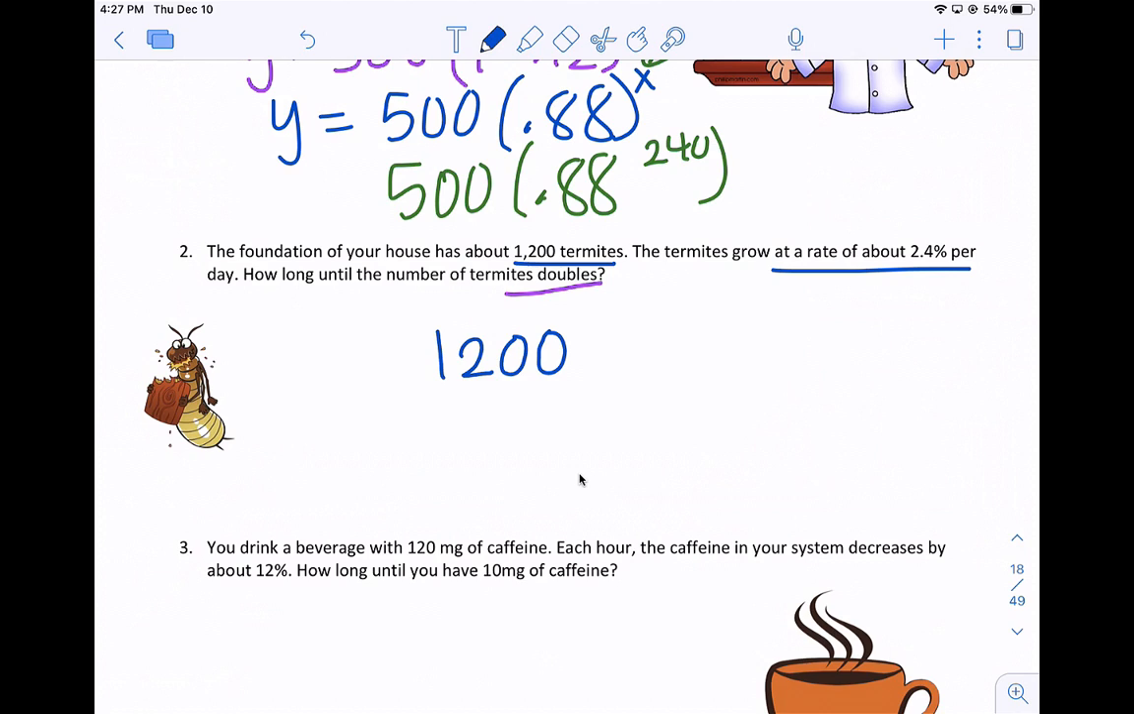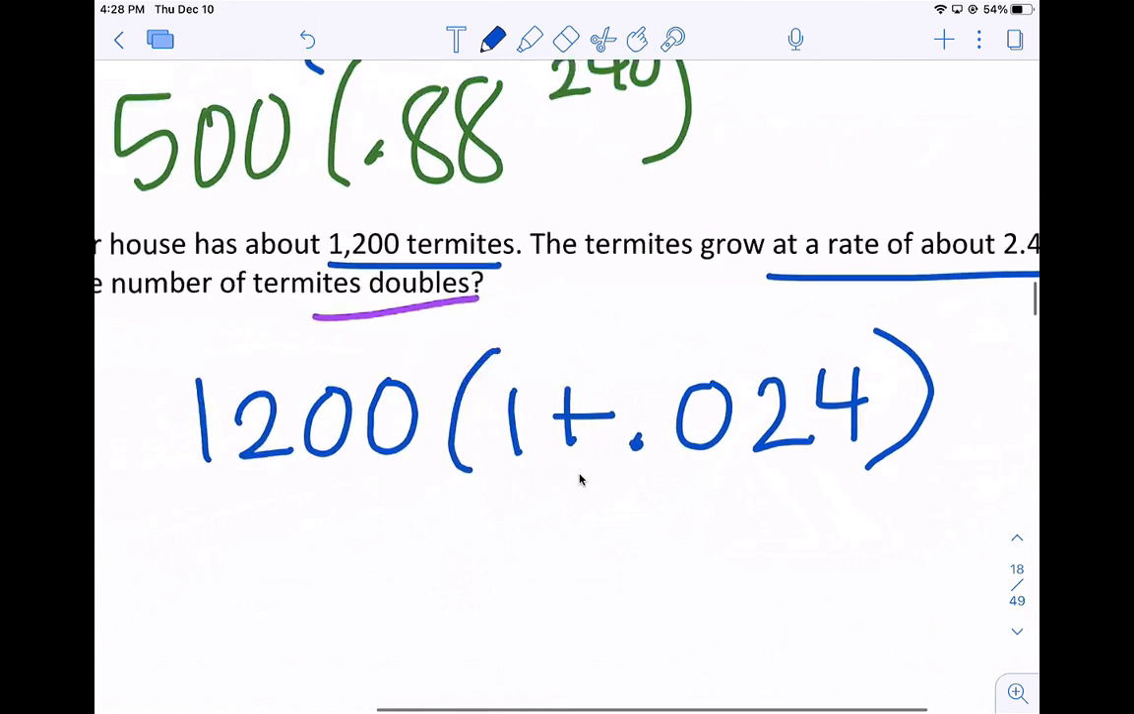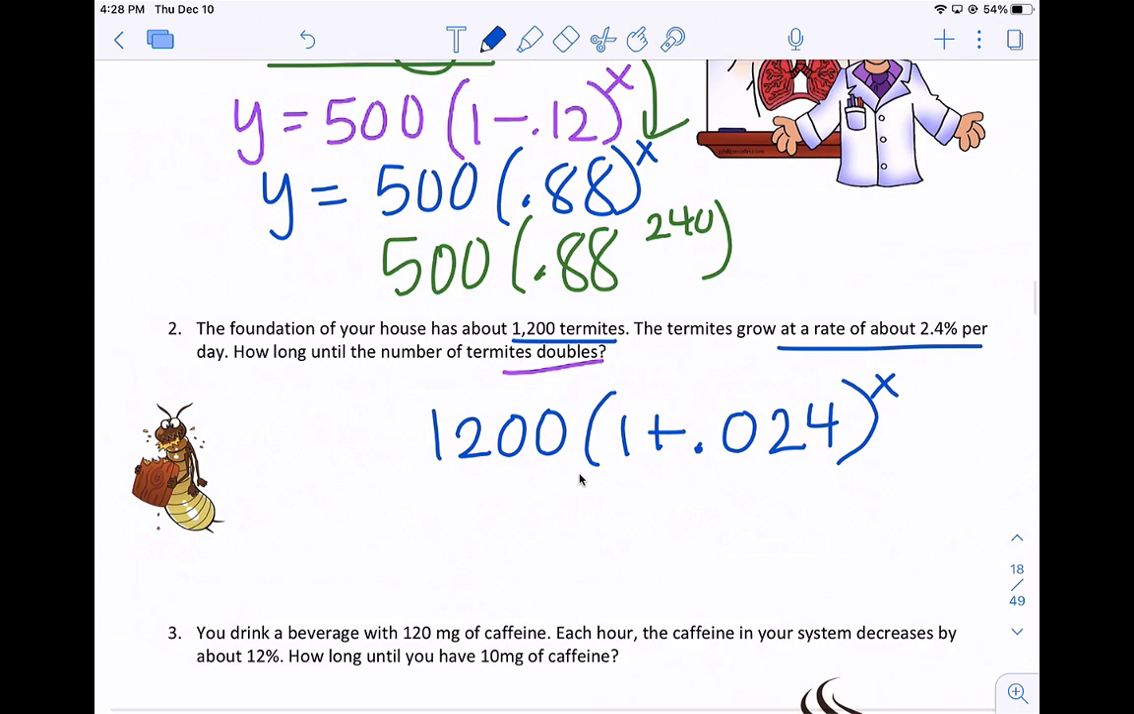It's increasing 2.4% per day. All right, so it's increasing 1 plus, and then I'm going to change the 2.4% to a decimal, so that's 0.024, and how you can get that is you can take 2.4 and divide by 100. So the 1 is going to make it increase, the 0.024 will make it increase at 2.4%, and we want to know how long until our population doubles.